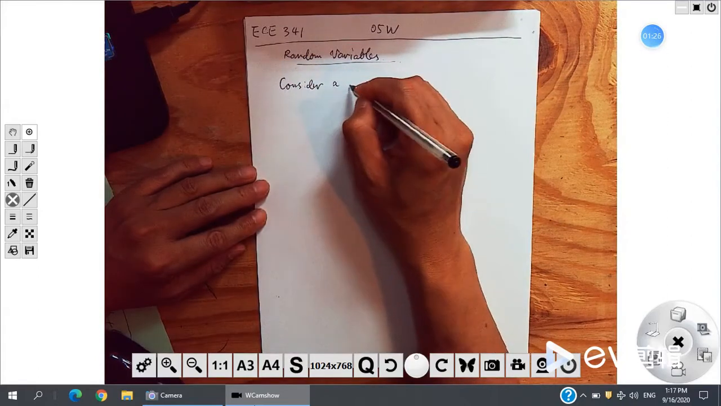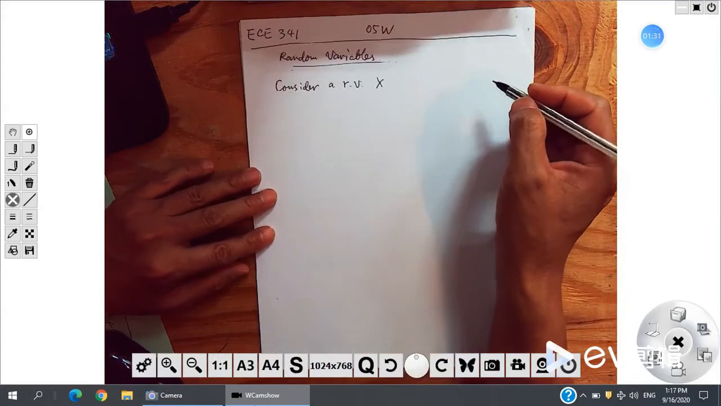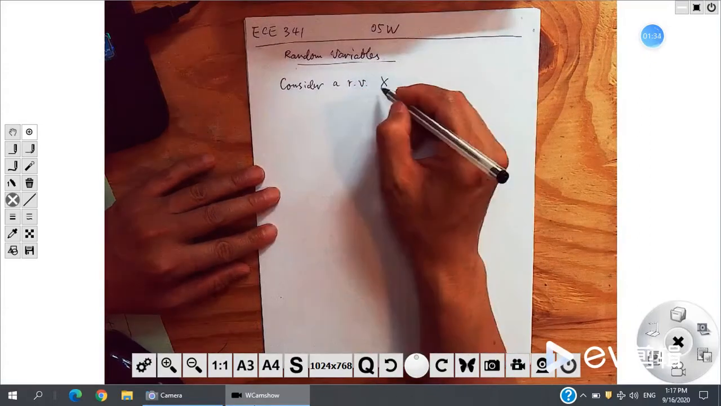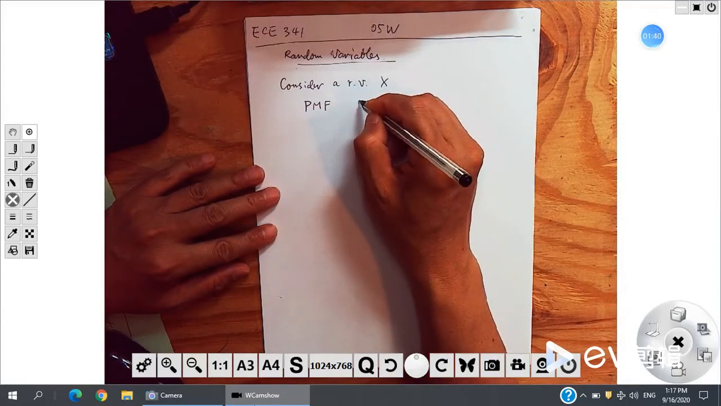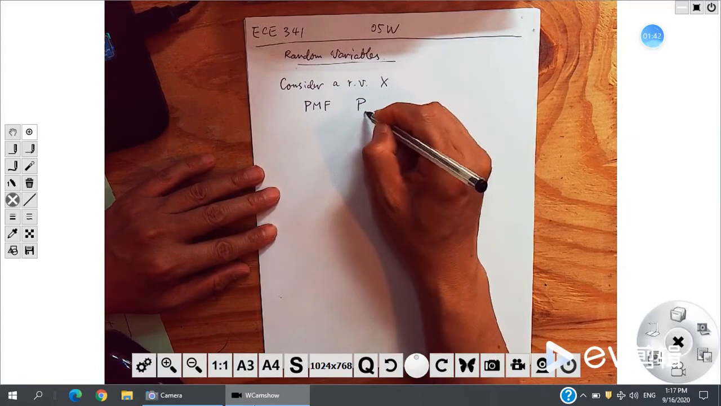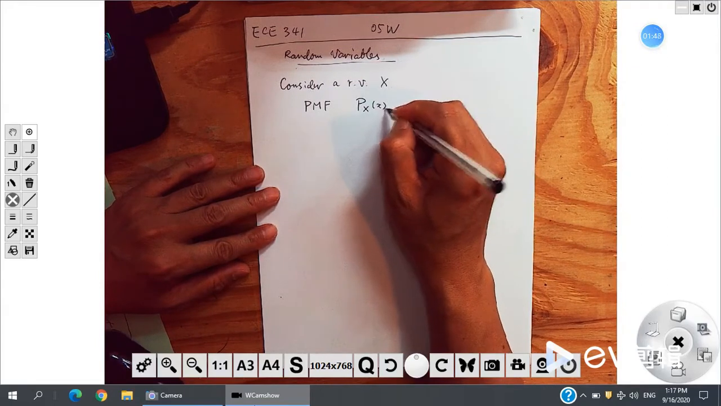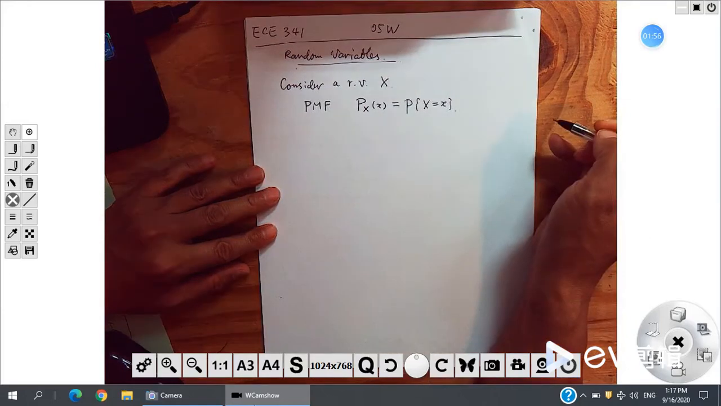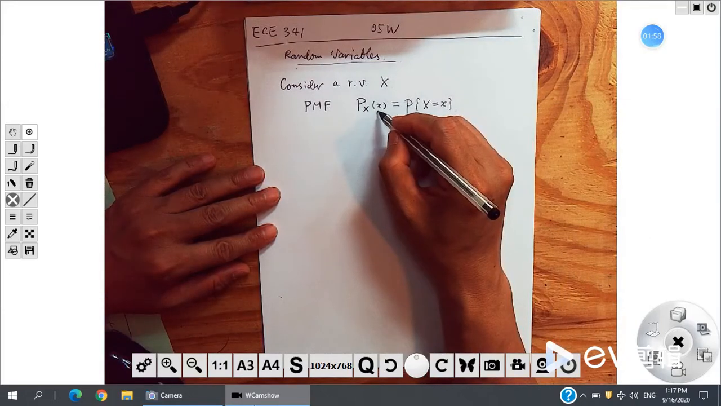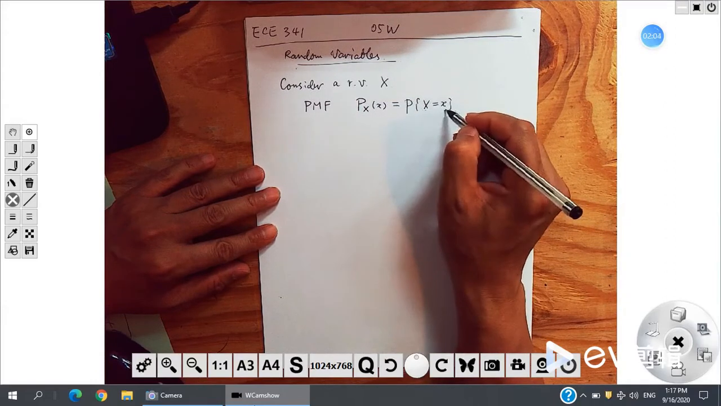So we can consider a random variable X, and then we define two functions. We have the probability mass function. Usually we denote it as P_X(x). The P means probability of this random variable being x, and it is defined as the probability of capital X equal to lowercase x. The x is a value. You put in different values, then this event is different, and you have different probability.